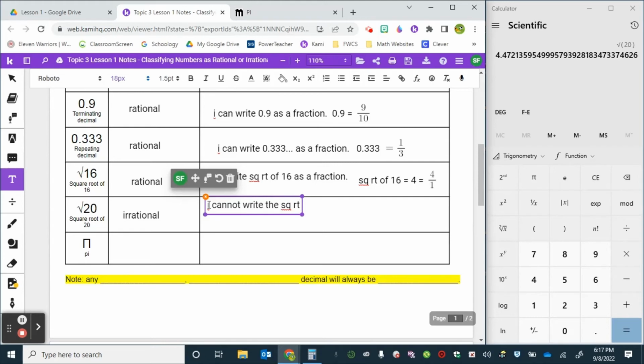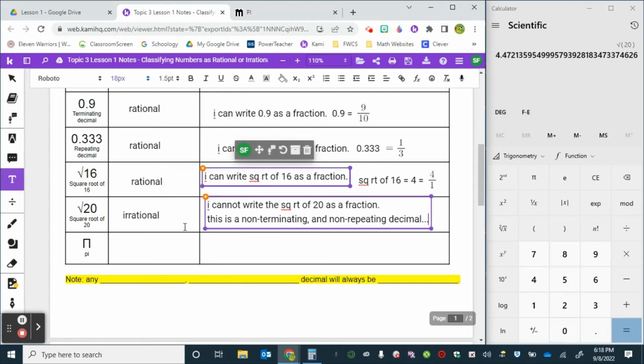Right? This is a non-terminating, never ending, and non-repeating decimal. Irrational. Every single time it's going to be irrational.